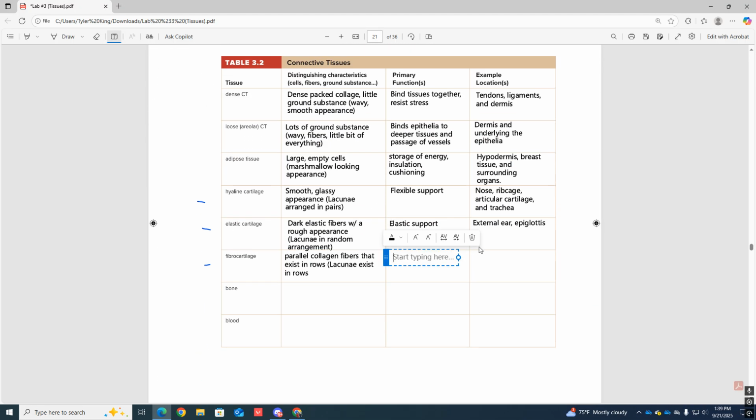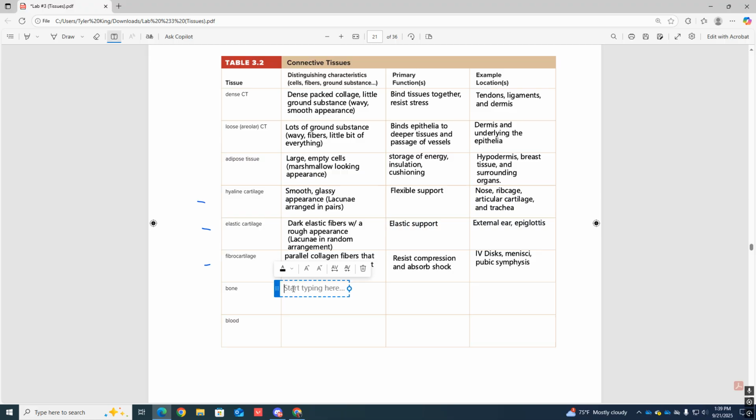Function of fibrocartilage, so resist compression, such as the intervertebral discs. That's the main function of them. And absorb shock. That's just a few of the functions there. We'd find these in the IV discs, the intervertebral discs, okay? Also in the menisci or the pubic symphysis. All right.